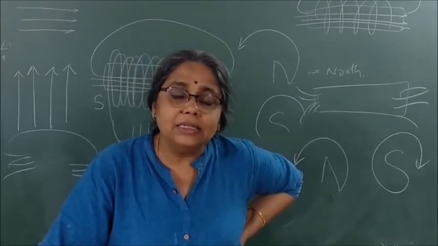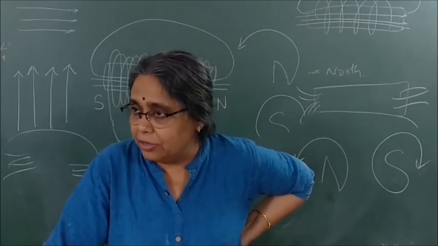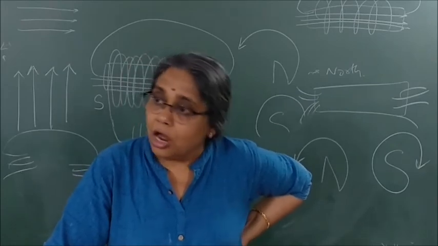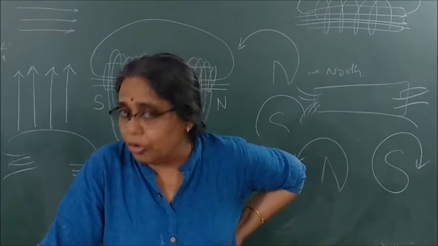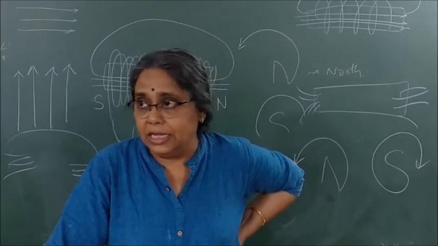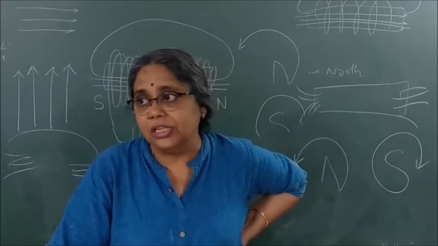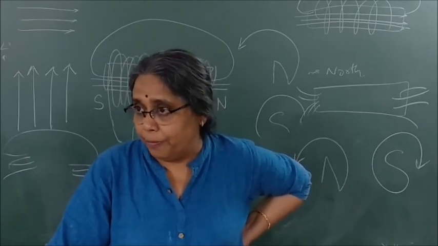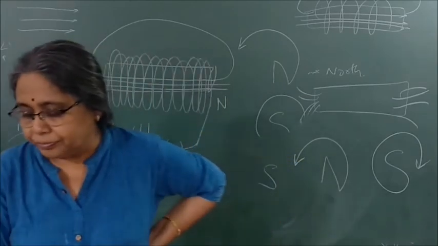So what are the characteristics of magnetic field lines of a solenoid? They are exactly similar to those of a bar magnet. They move from north to south outside the solenoid and south to north inside the solenoid. The magnetic field in a solenoid is parallel and equidistant. That means it is the same at all points inside the solenoid. Hence it is uniform.